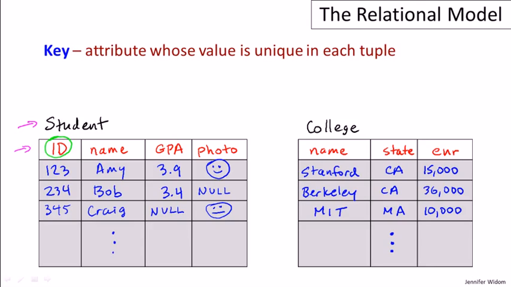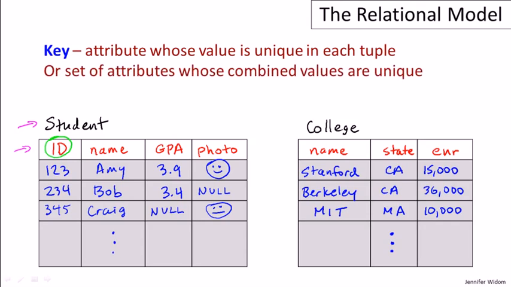Thinking about the college relation, it's a little less clear. We might be tempted to say that the name of the college is a key, but actually college names probably are not unique across the country. There are probably several colleges named Washington College, for example. We're allowed to have sets of attributes that are unique, and that makes sense in the college relation. Most likely the combination of the name and state of a college is unique, and that's what we would identify as the key for the college relation.